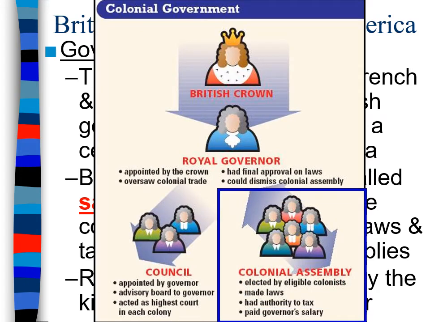This is sort of an example of what would happen, the hierarchy in the colonial government. You have, of course, the crown at the very top that appoints a royal governor, and the governor of the colony could appoint a council, an advisory board and the highest court in each colony. And then you have the colonial assembly that's elected by the constituents, the colonists. They made laws, they had the power to tax, they were the people that paid the governor's salary, and so they had a lot of control for sure.